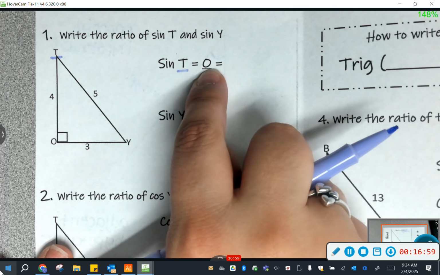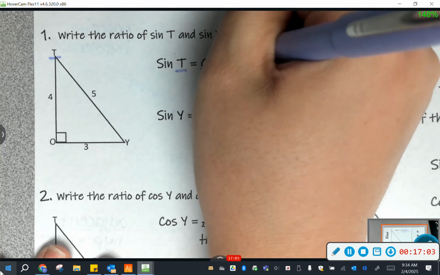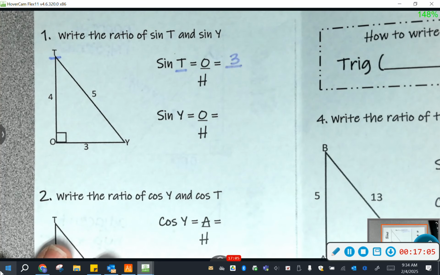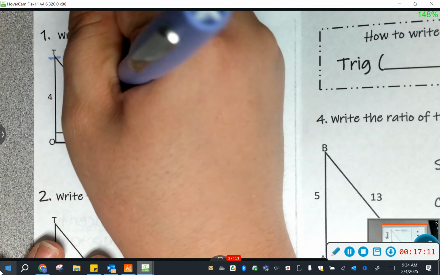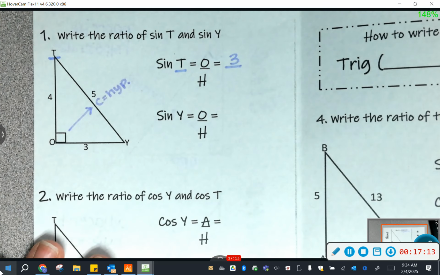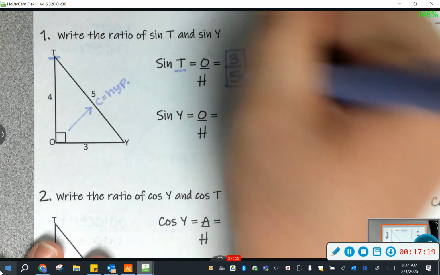What is opposite of this T? What number? 3. So I'm going to put a 3 on top of my fraction. Oh, what did I tell y'all to do first? Hypotenuse. Let's label the hypotenuse. What is my hypotenuse? 5. So my answer here is 3 over 5, and I'm done.